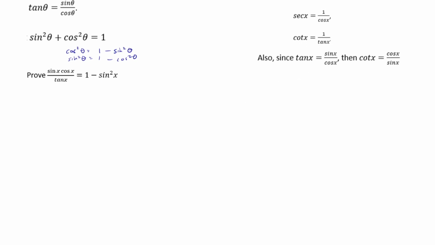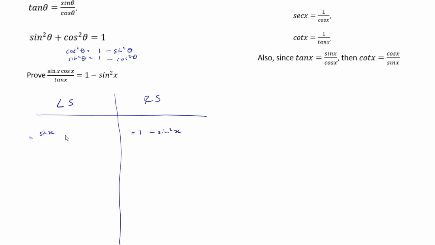So we'll start off by saying left side and right side. Note that what we have to do is prove independently of each other that the left side looks exactly like the right side. So my right side is equal to 1 minus sine squared x, and my left side is equal to sine x times cos x over tan x.